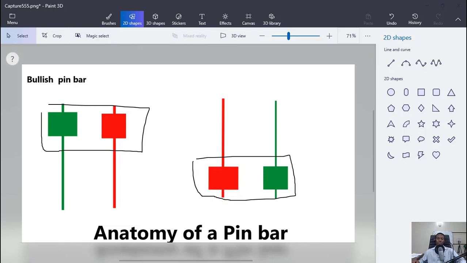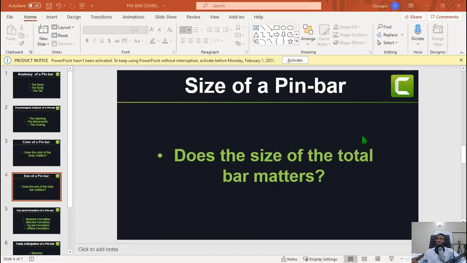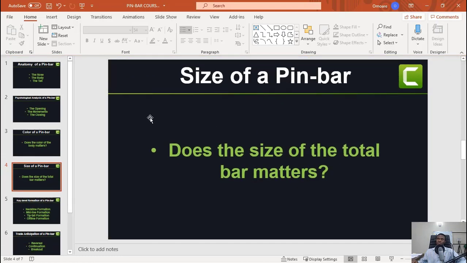So let's walk to the next slide. So here comes the next slide, and the next slide says size of a pin bar. Does the size of a pin bar matter? Does the size of the total bar matter? So we gotta treat this question properly. It's a very important question, and this is where most beginners in the market get it wrong. Even some experienced long-term traders, traders who have been in this field for a long time, do get it wrong sometimes.